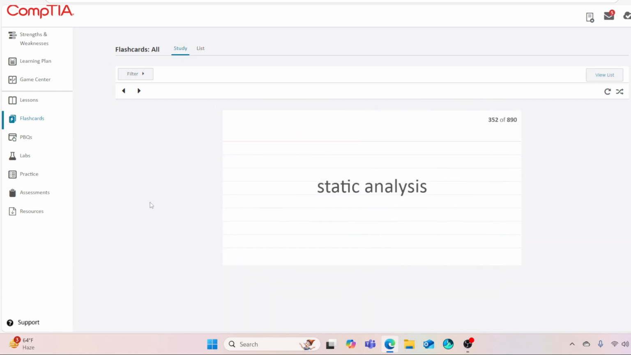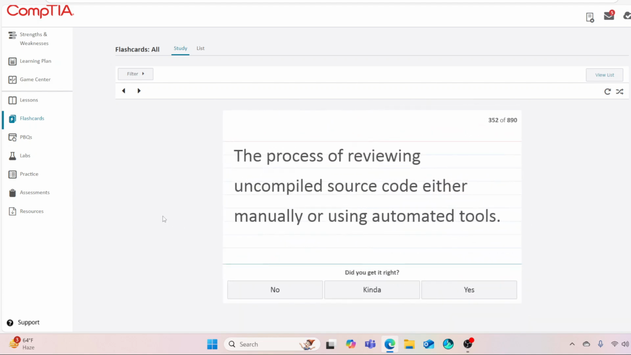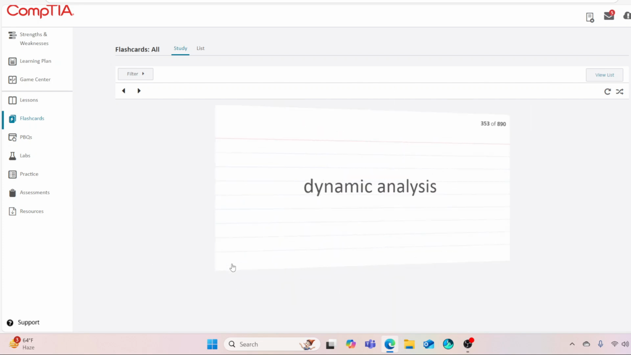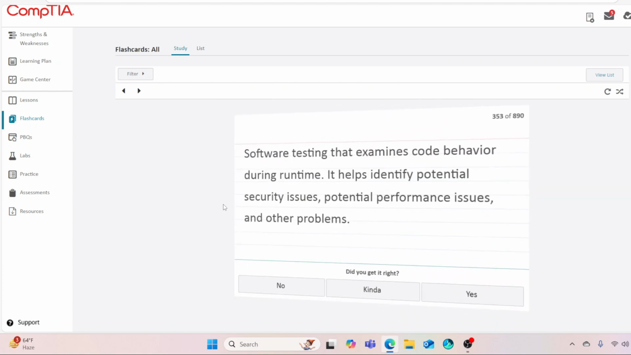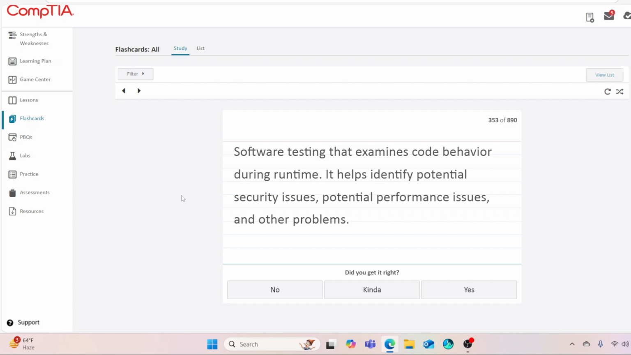Static analysis. The process of reviewing uncompiled source code either manually or using automated tools. Dynamic analysis. Software testing that examines code behavior during runtime. It helps identify potential security issues, potential performance issues, and other problems.